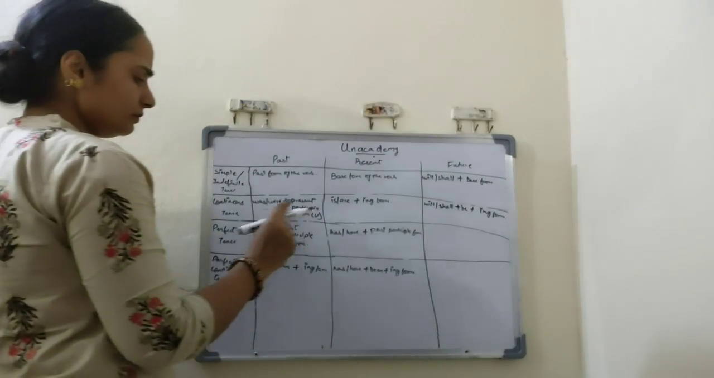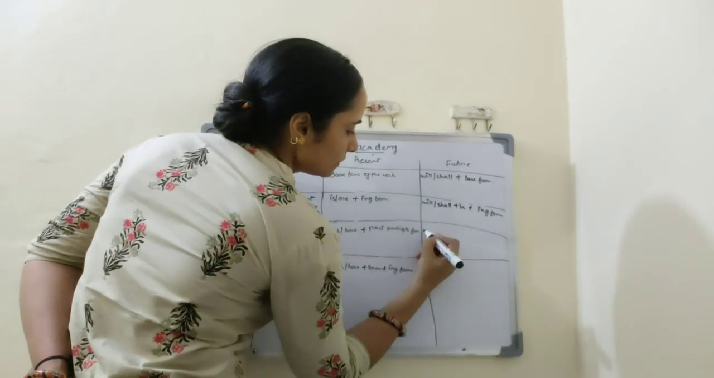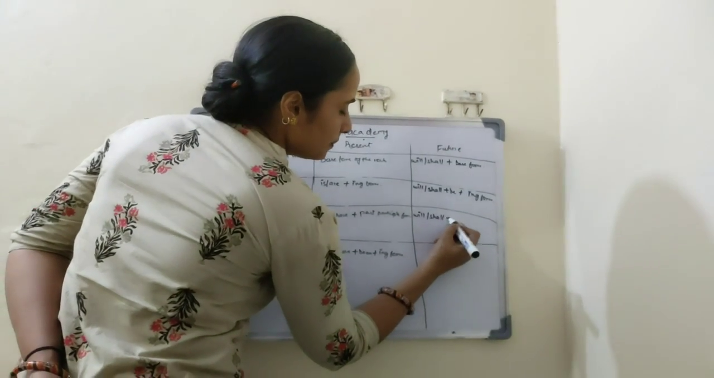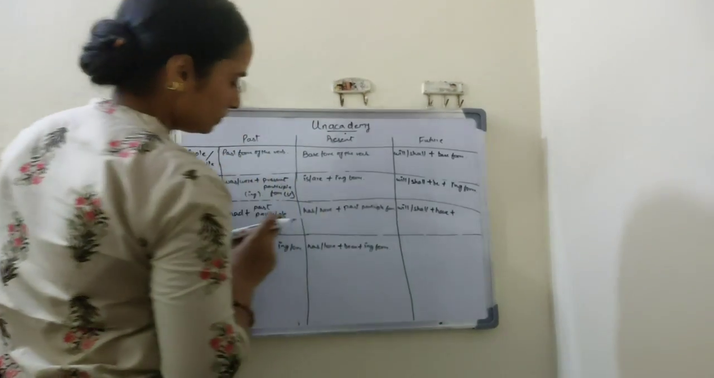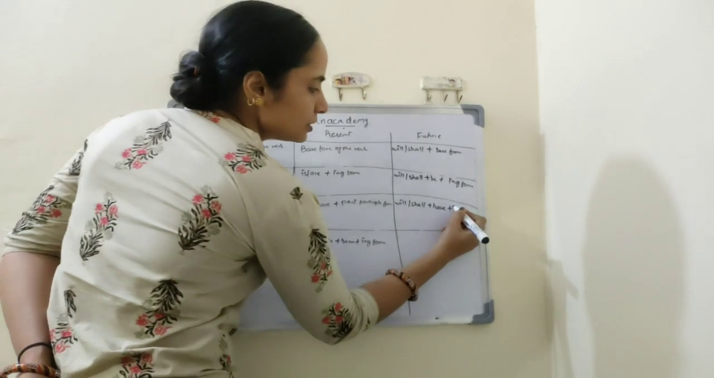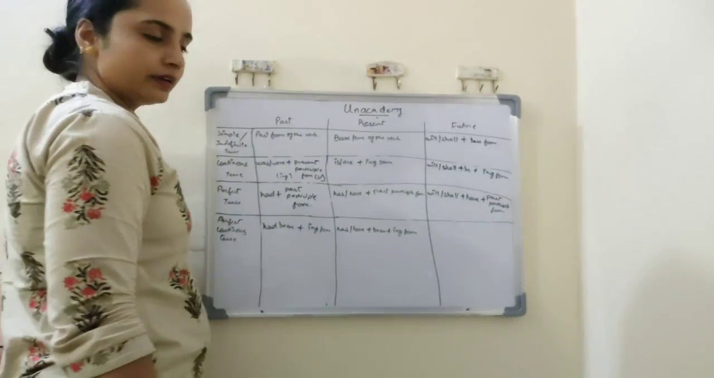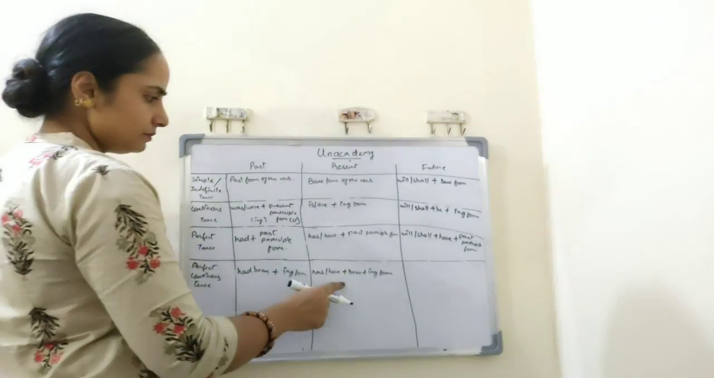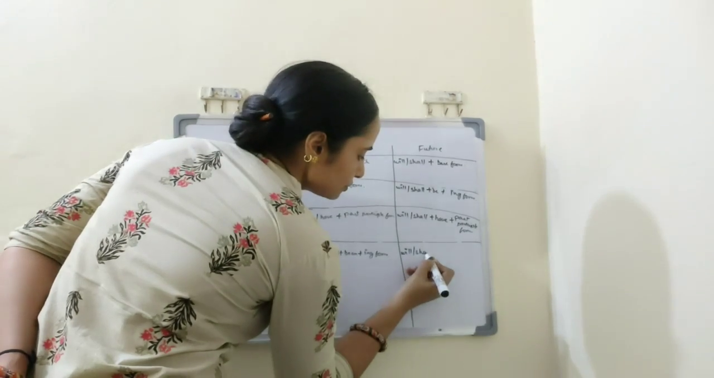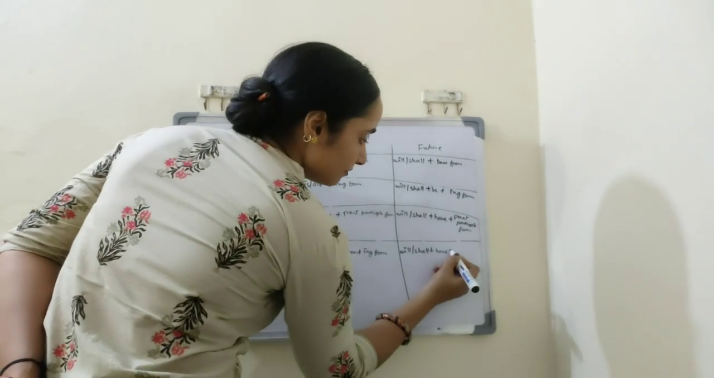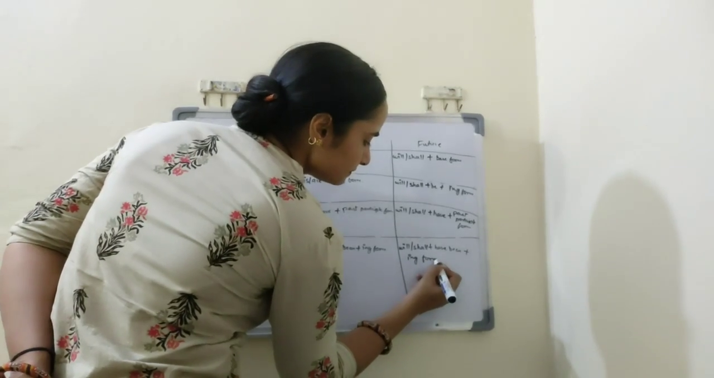Alright. So now let's go with the future perfect tense. Now here it will be will or shall plus have, plus, what happens in the perfect tense, we use the past participle form. So here also we will be using the past participle form. Alright. Now last one, the perfect continuous tense. Here we will be using will or shall plus have been plus, what happens in this is we use the ing form, so we will be using the ing form.